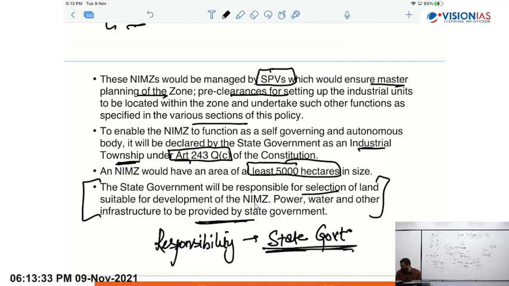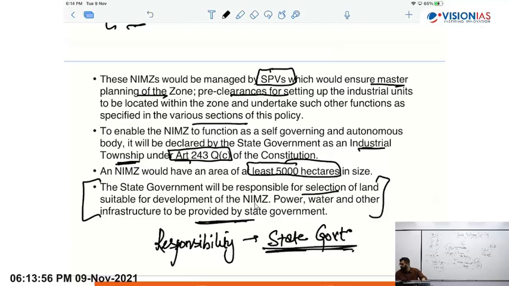Minimum size has been given 5,000 hectares in size. See, these features can be asked in prelims. That I've given you a complete list. Next I will compare it with SEZ. You will get all the more features what is happening, but you get an idea what the concept is. So if there's a question on concept, you know agglomeration, synergies and all what is happening.